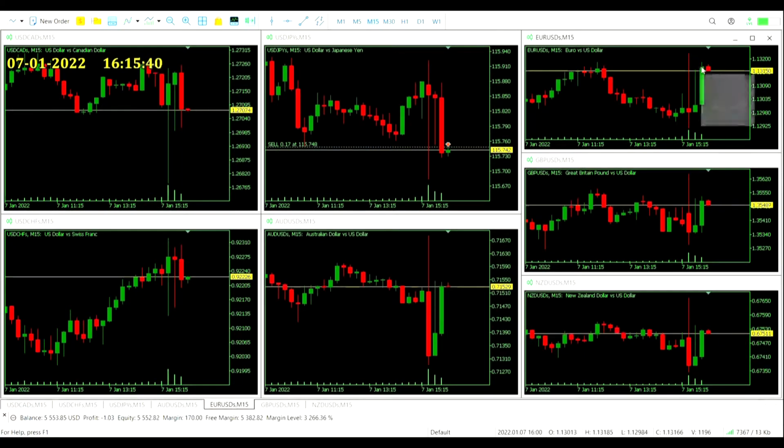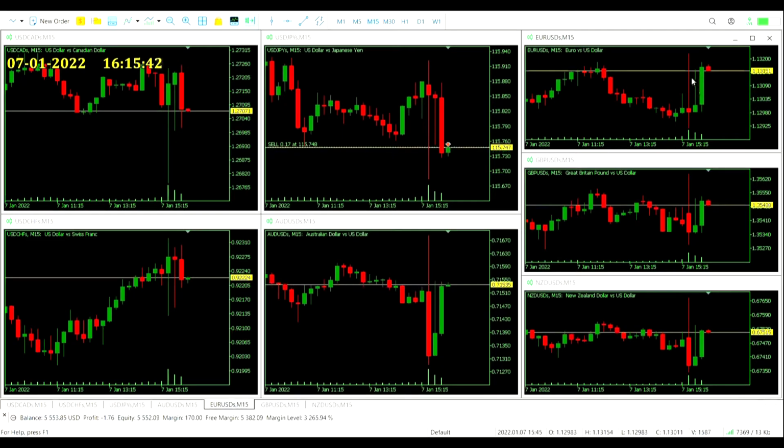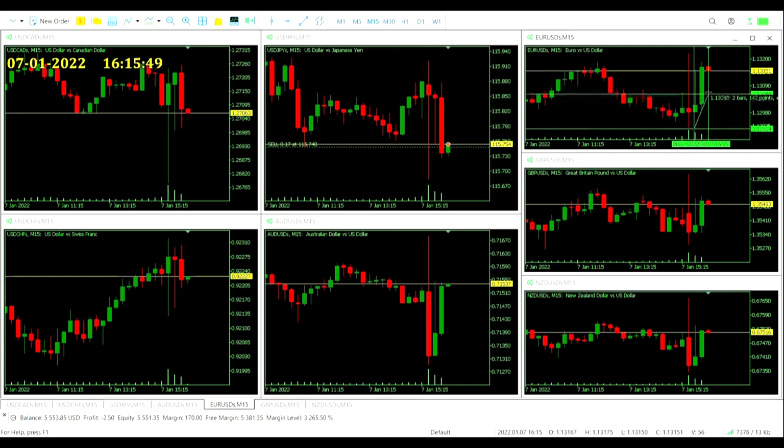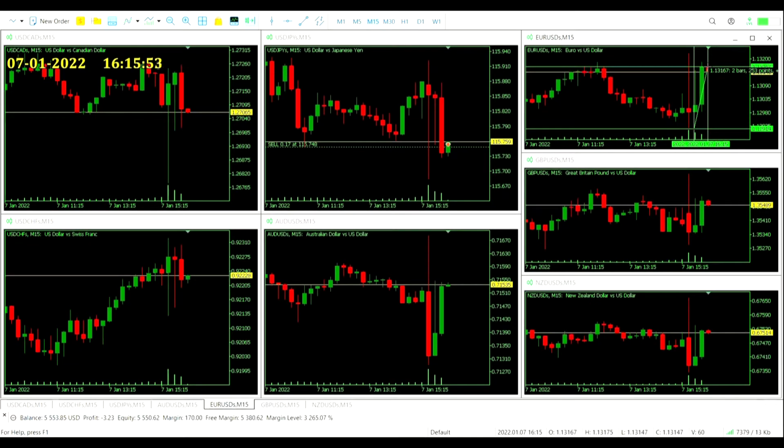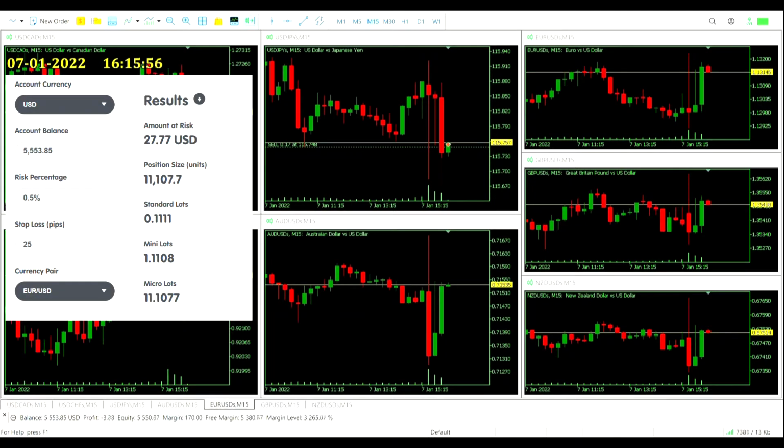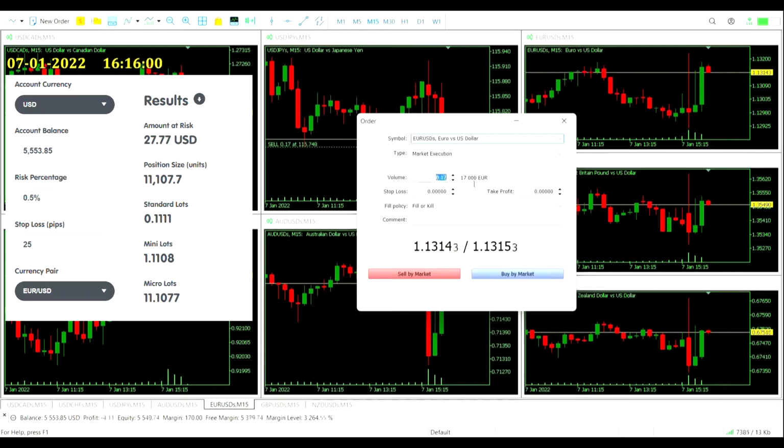Did get it on the euro. We can see this close is above there, so that's going to be a buy trade. Again, it's against the dollar. And so we're measuring it to the lowest low up to this part here. It's moved a bit since then, but that is fine. We'll call that 25 pips, 0.5% again, of course. So it's going to be 0.11 lots, and we are going to be buying in.